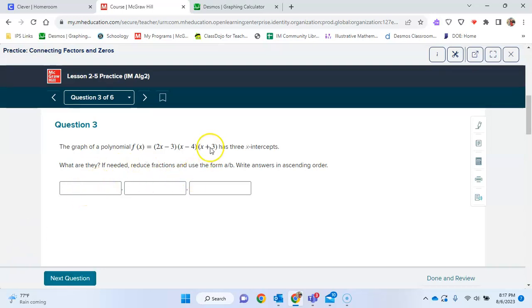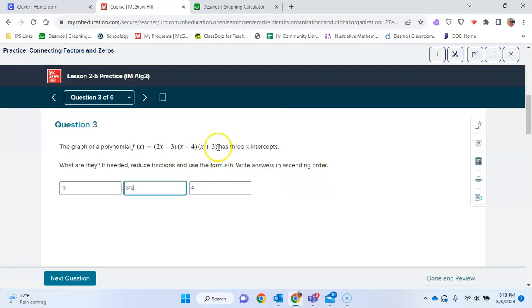So ascending means to go up. So if I replace this last x with -3, I get 0. -3 plus 3 is 0, so -3. If I replace this second x with 4, I get 0. 4 minus 4 is 0. And if I replace this first x with 3 halves, 2 times 3 divided by 2 is 3. 3 minus 3 is 0. So it was 3 halves, or 3 divided by 2.